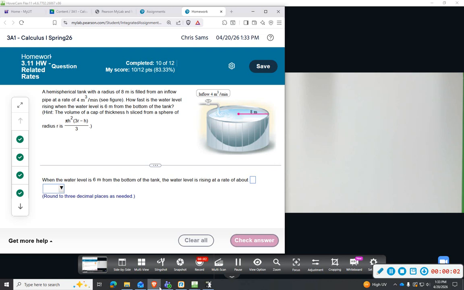All right, number 11. We have a hemispherical tank with a radius of 8 meters. It's filled with an inflow pipe at a rate of 4 meters cubed per minute, and we have a figure right here. We want to know how fast the water level is rising when the level is 6 meters from the bottom of the tank. And then it gives us the volume of the cap of thickness h sliced from a sphere.